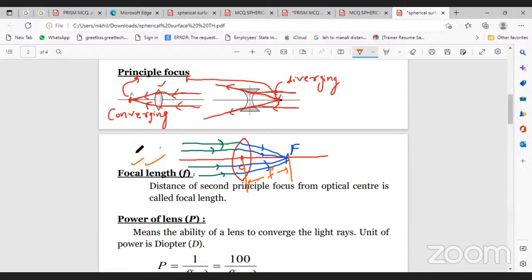The reciprocal of the focal length is called the power of the lens. What is the SI unit of the power of a lens? It is the diopter, denoted by the symbol D.